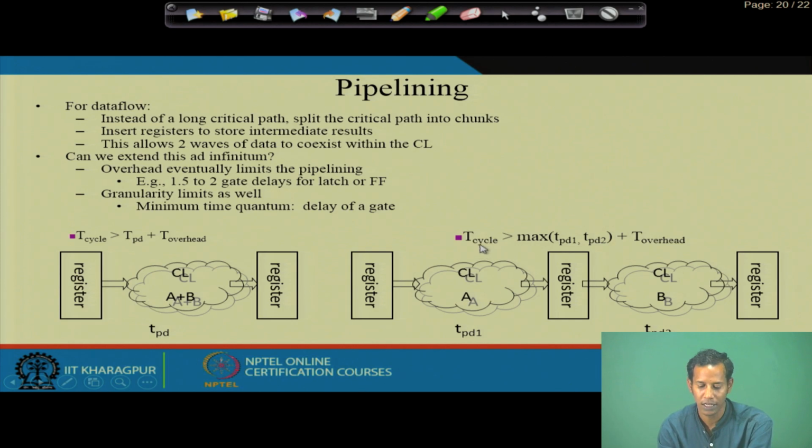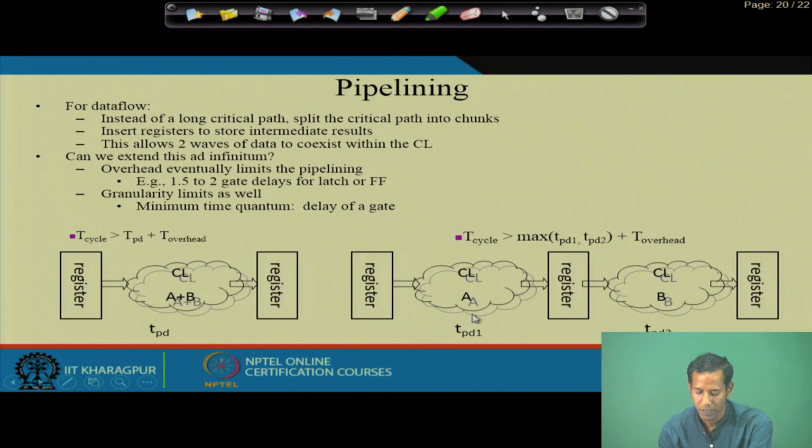After that, depending on the technique of pipelining, if we divide the work or task of A and task of B into two different combinational circuits, and in between them I place one register.